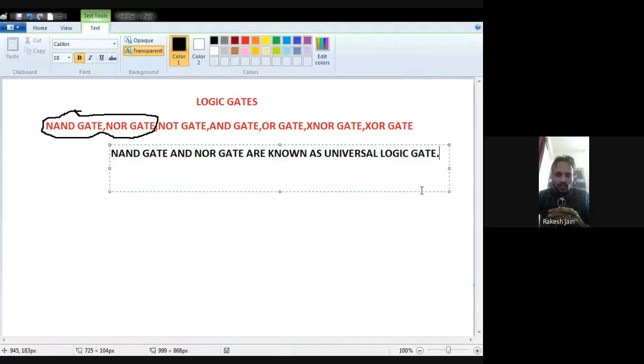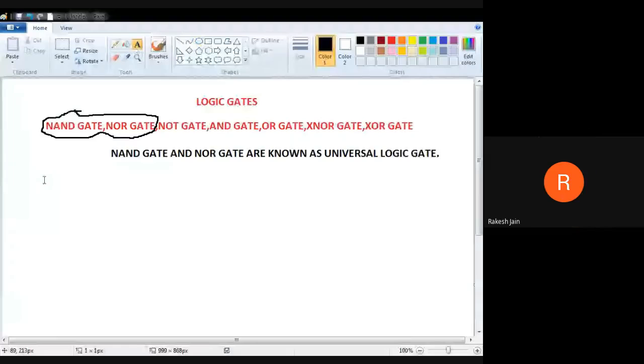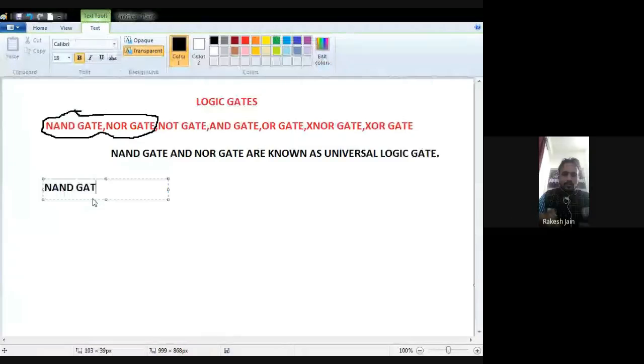What is the meaning of universal logic gates? NAND gate and NOR gate are known as universal logic gates. Why? Because what is the meaning of a universal logic gate? Because with the help of NAND gate and NOR gate, we can realize all other logic gates.